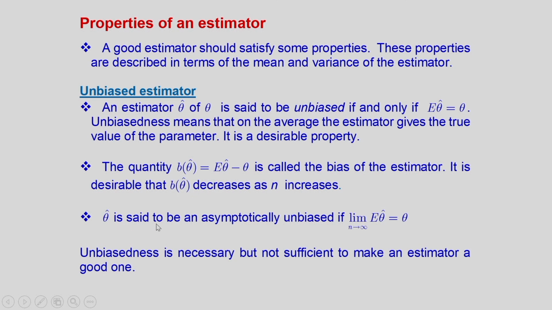Theta hat is said to be an asymptotically unbiased estimator if limit of E of theta hat as n tends to infinity is equal to theta. So, as we have a large number of data, E of theta hat will become close to theta. Unbiasedness is necessary but not sufficient to make an estimator a good one. We have to consider other properties.